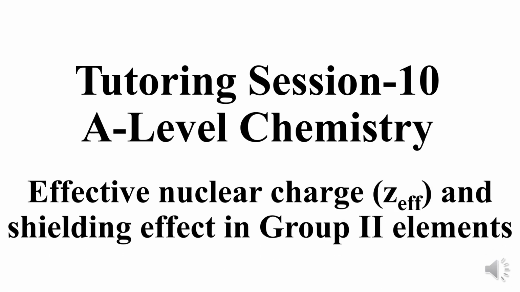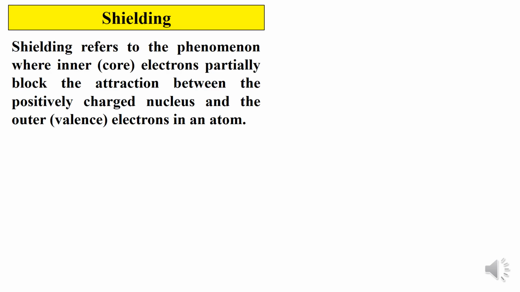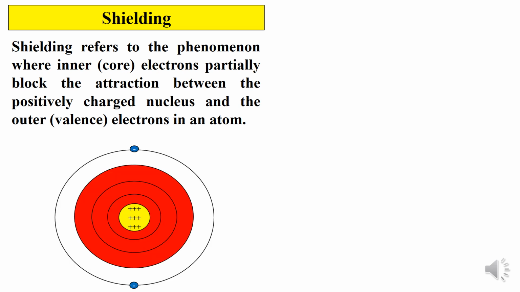In this video, I'll talk about effective nuclear charge and shielding effect in group 2 elements. What is shielding? Shielding refers to the phenomenon where core electrons partially block the attraction between the positively charged nucleus and the outer electrons in an atom.